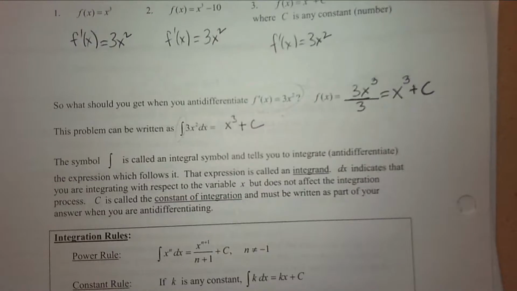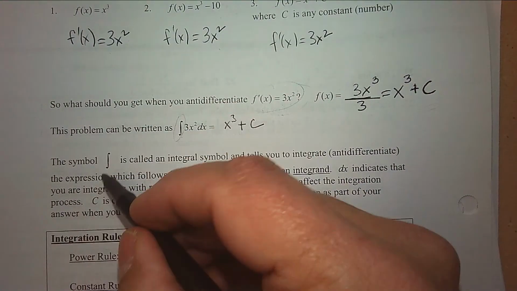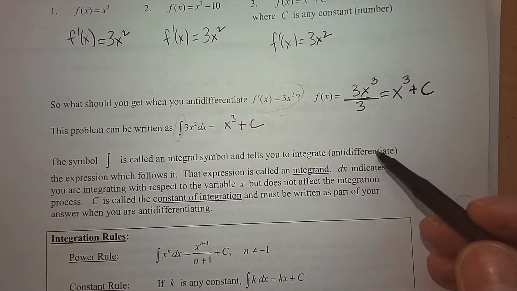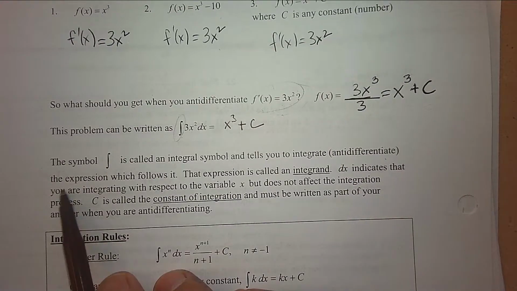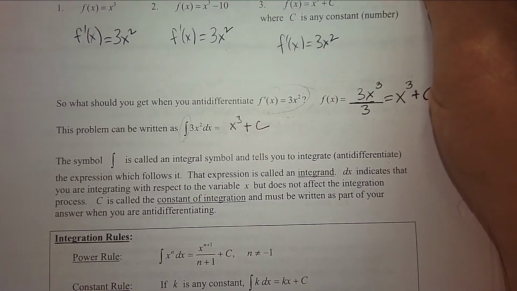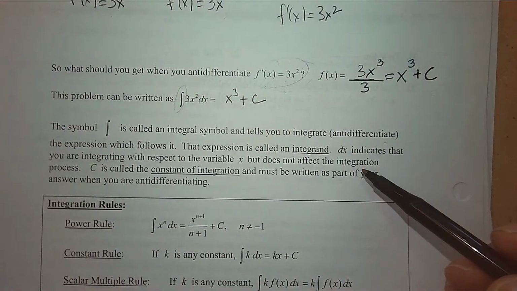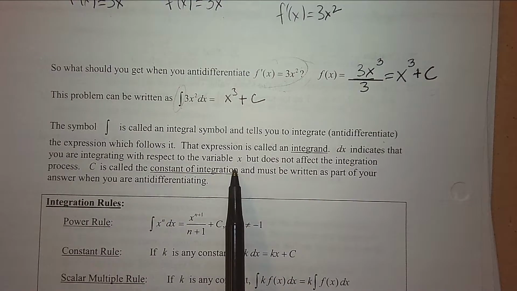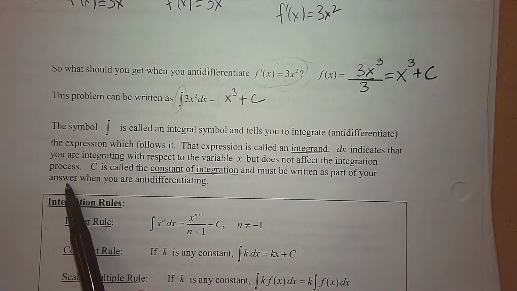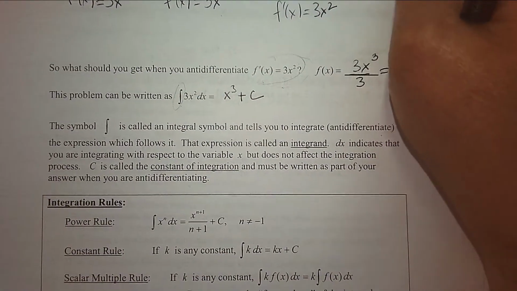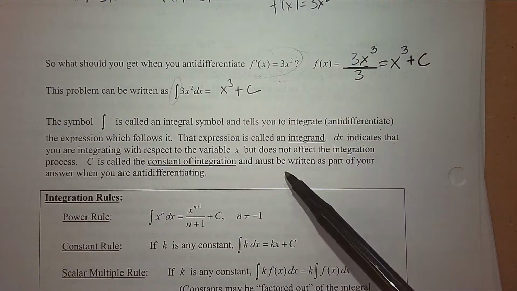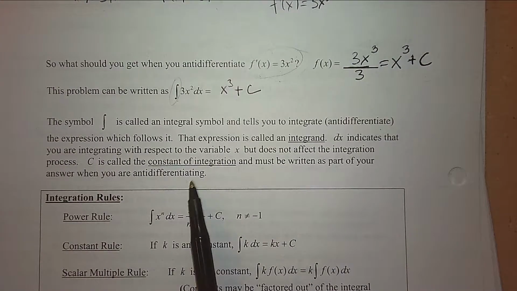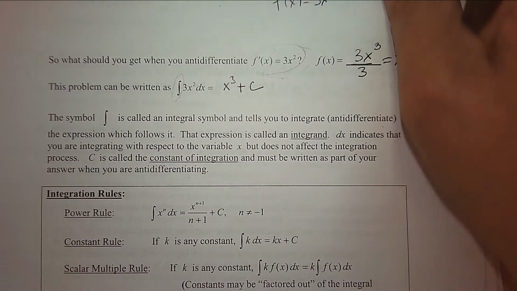That's right. You'll never, right? So that symbol is called an integral symbol and tells you to integrate, antiderivative. The expression which follows it is called an integrand, just some vocabulary. dx indicates that you're integrating with respect to the variable x, but does not affect the integration process. The big C is called the constant of integration and must be written as part of your answer when you are anti-differentiating. So this is the power rule when you do an antiderivative.